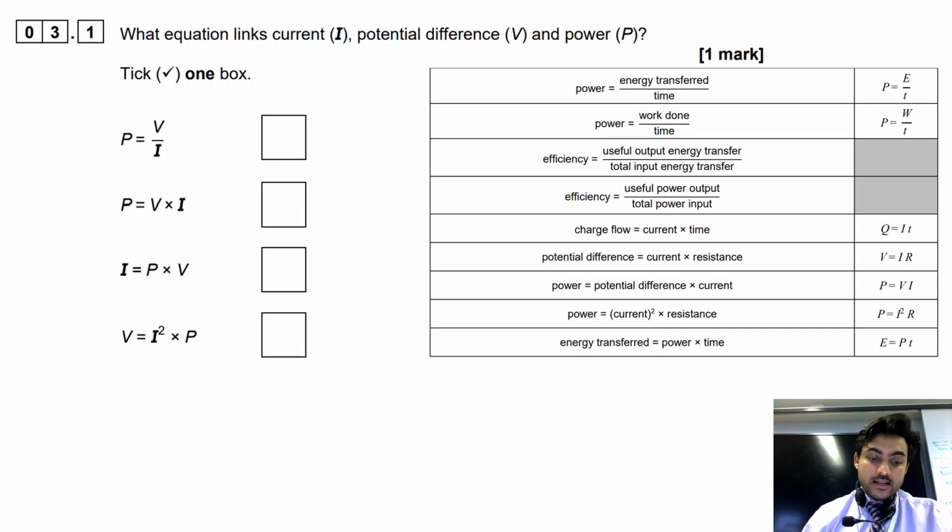So, question 3.1 asks, what equation links current, potential difference, and power? I've got a little screenshot of the equation sheet on the right, and here are all the equations that talk about power. And in these equations, the one that we want is this one right here, because that's the only equation that talks about power, potential difference, and current only. So what we do is just tick that answer.